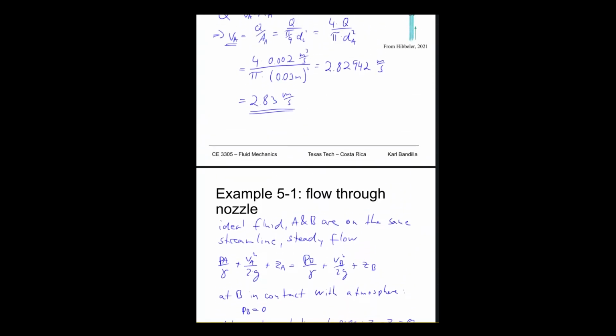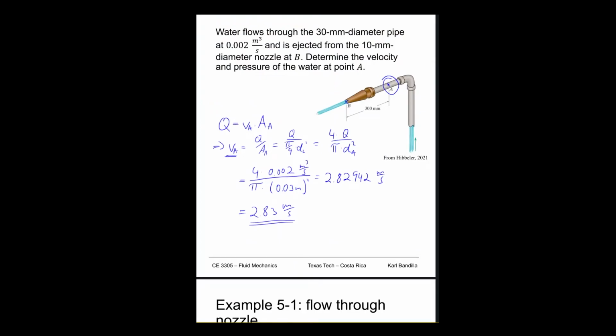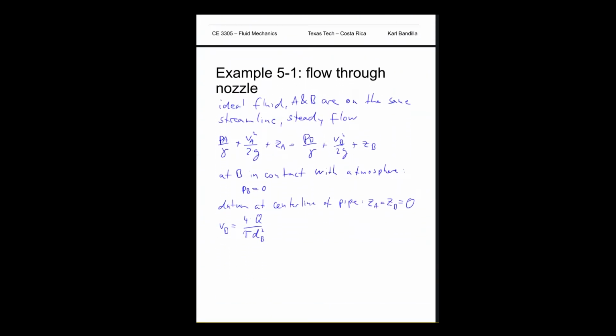Let's double check that we got that equation right. 4Q, yeah. So we got that correct. So we can plug those numbers in. 4 times 0.002 cubic meters per second. That of course doesn't change.